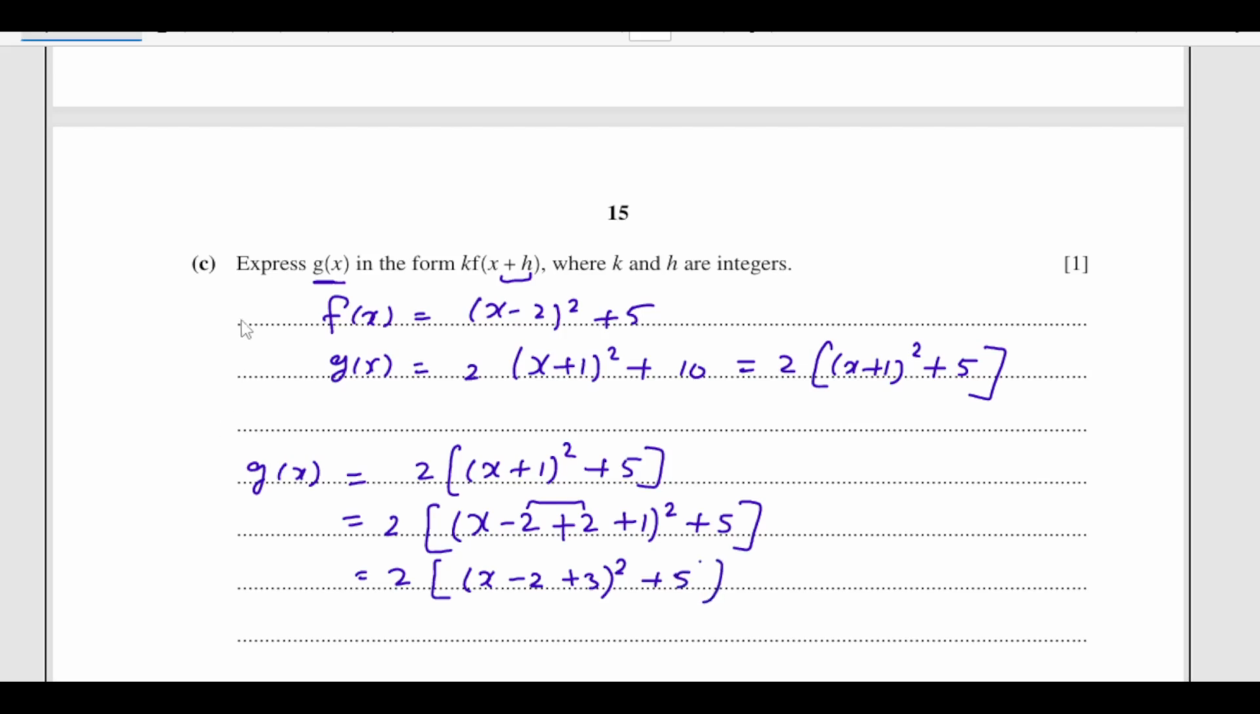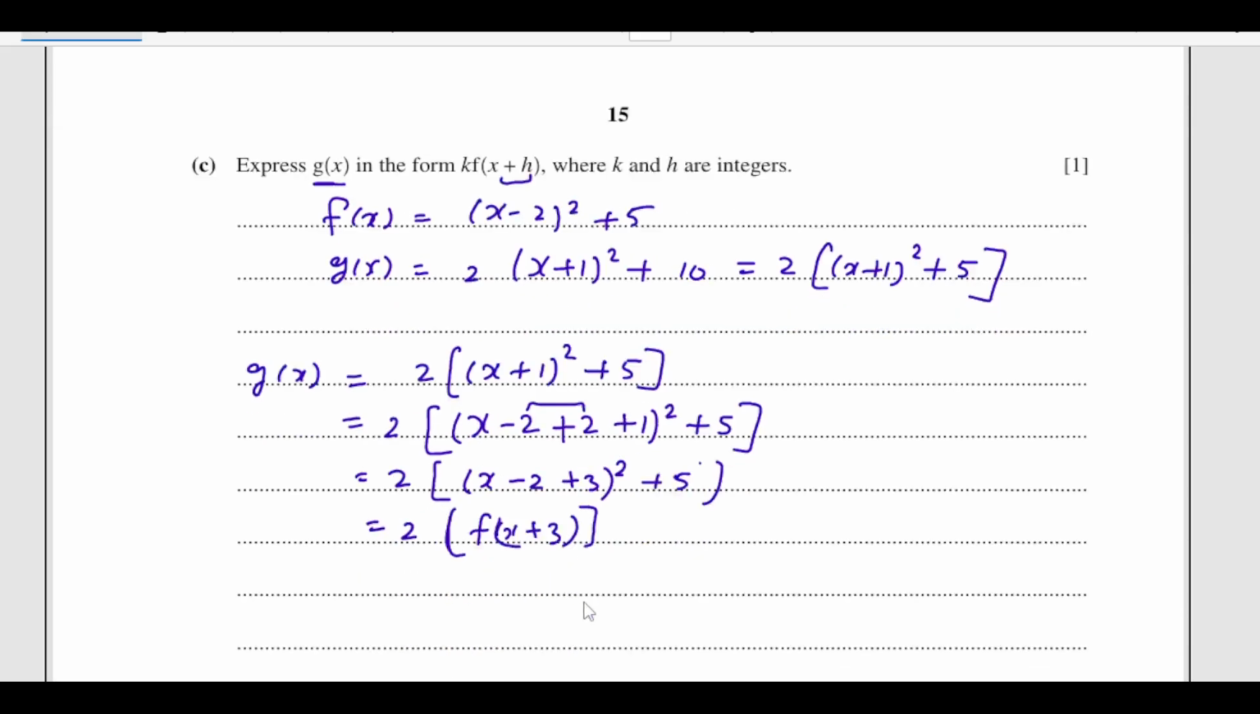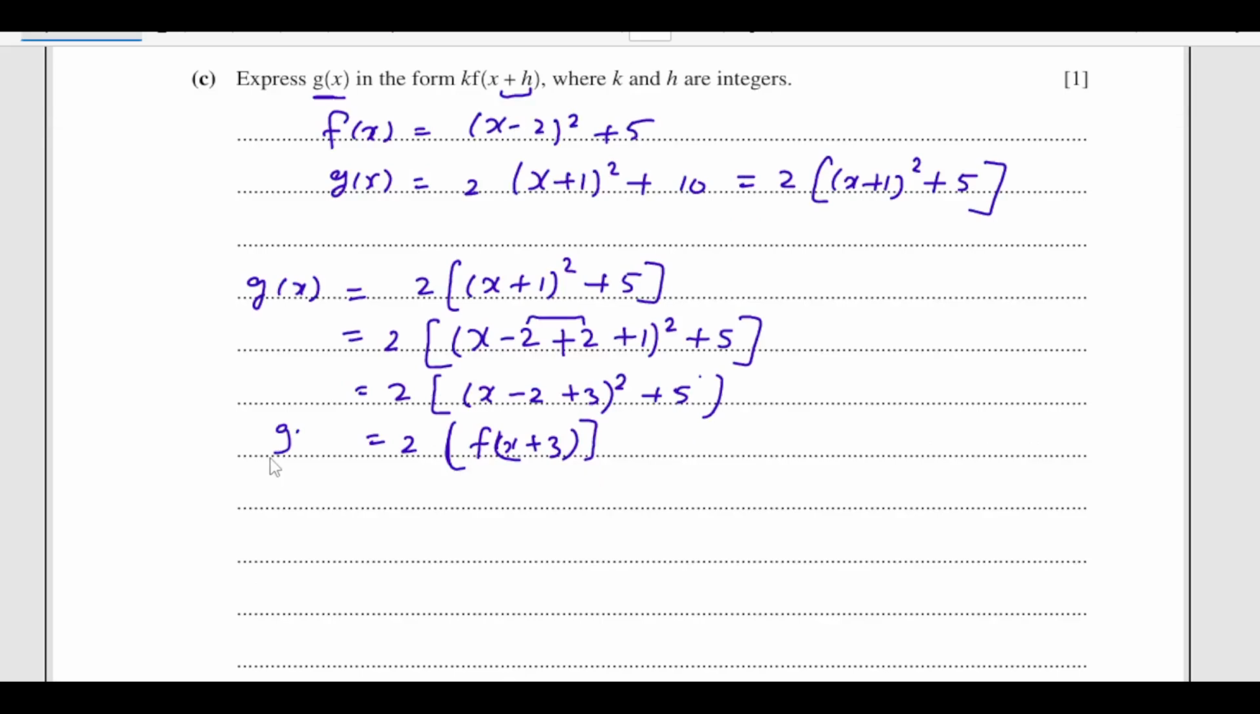x minus 2 plus 3, it is f(x). So this is 2, this is f(x), right? f(x) plus 3, this is f(x) plus 3, the whole thing, right? So that's how we write it down, g(x) in this form.